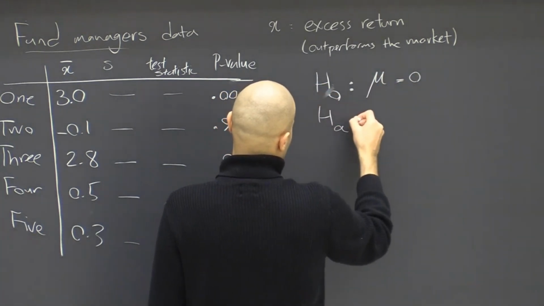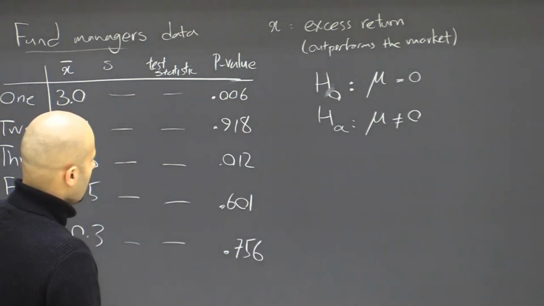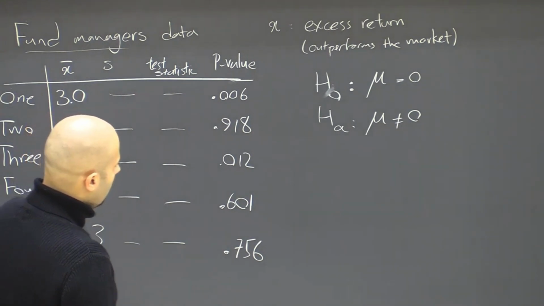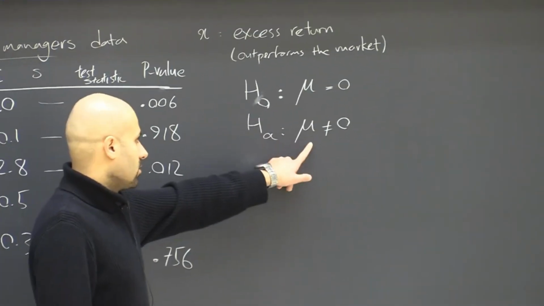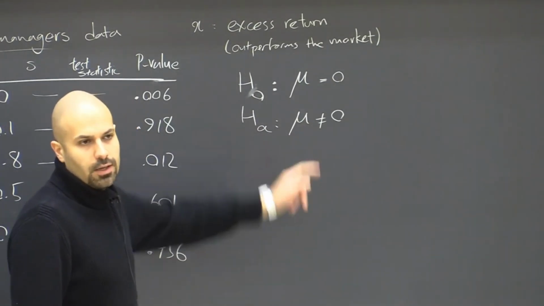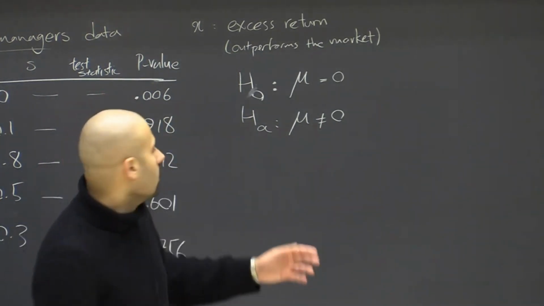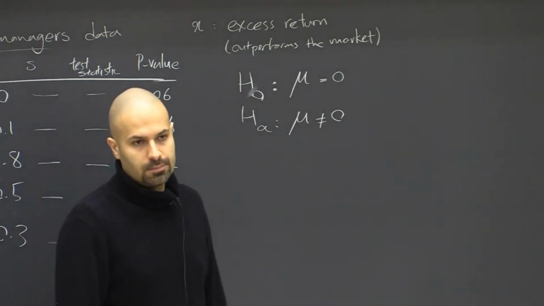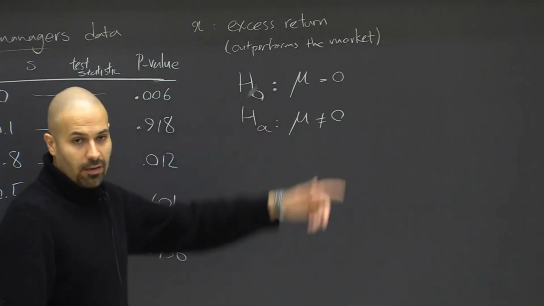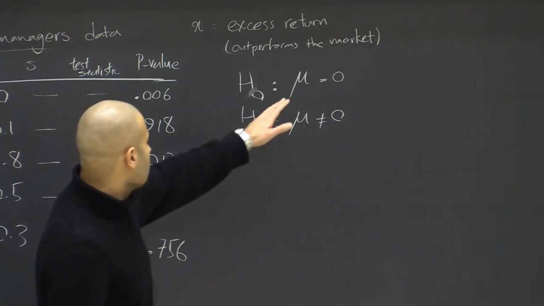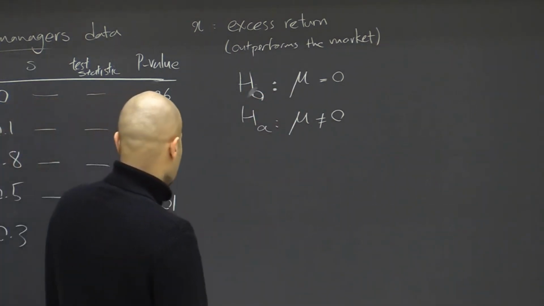And so, if we do a two-sided statistical test, the alternative hypothesis looks like this, and I believe in your textbook it looks like this. But I think it also makes sense to have an alternative hypothesis that is one-sided, that says mu is larger than 0, because if they underperform the market, then that's really terrible, right? But let's say that we just want to see whether they have 0 excess return or non-zero excess return. So without any corrections, this is what happens.